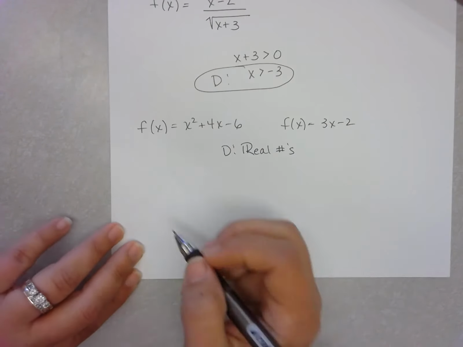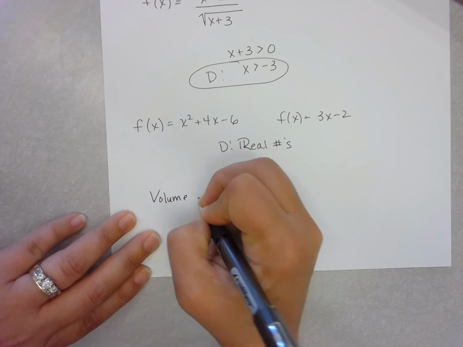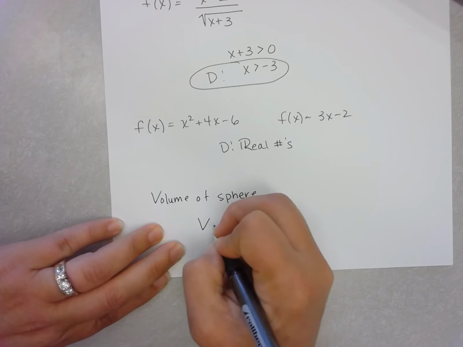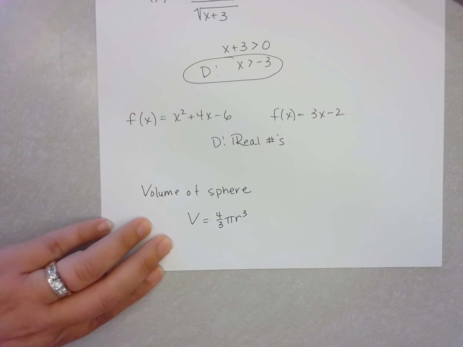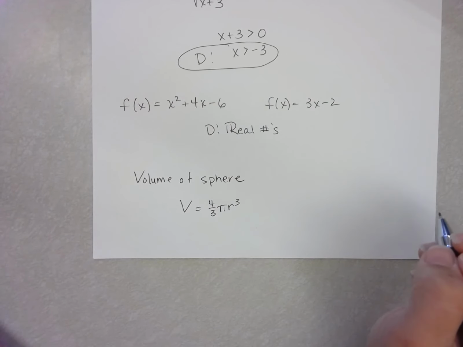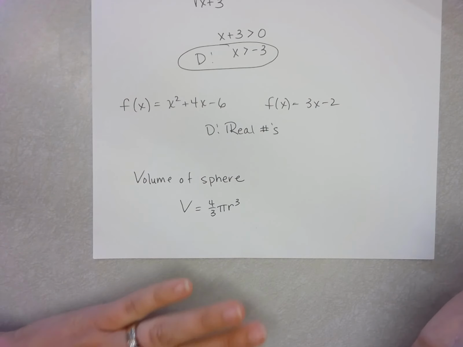All right, so let's just do one that's words. Let's look at the volume of a sphere. Okay, and the volume of a sphere is 4/3 pi r cubed. So this time my r is my variable. Since I'm talking about the volume of a sphere and my r is my radius, r has to be greater than 0 or else I don't have an actual sphere, right? And I've never seen a sphere with a radius that's negative.